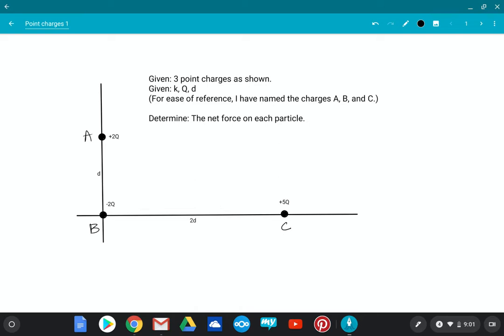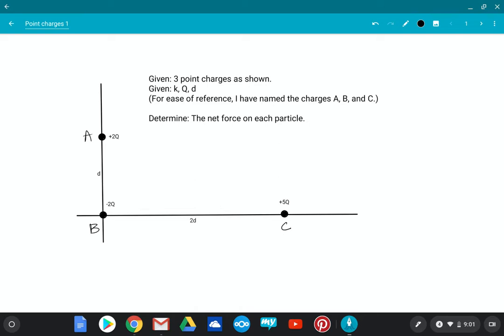So the 3 point charges are shown, our givens are K, the constant, Q, which is helping to describe the charge magnitude, and D, which is just a unit distance. I've named the charges A, B, and C just for ease of reference. I think that's a good idea to do in these point charge problems. And we're being asked here to determine the net force on each particle.